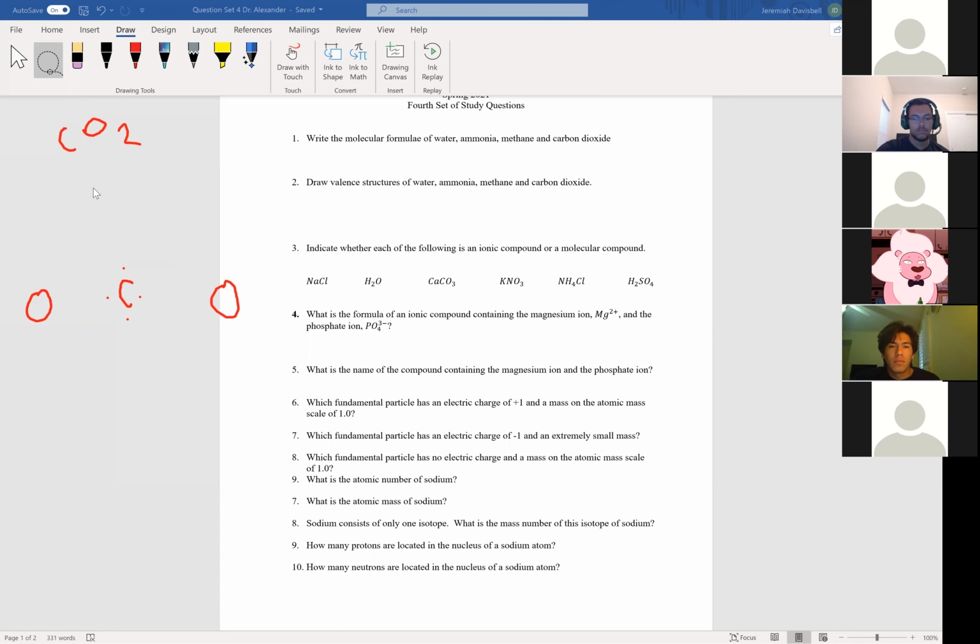There's 6, right? So 1, 2, 3, 4, and then 5 and 6. So we know that this oxygen will look the same. So 2, 3, 4, 5, and then I'll just do it over here just for the sake of it. But yeah, it's 6 in total. Okay, so now let's connect our dots.